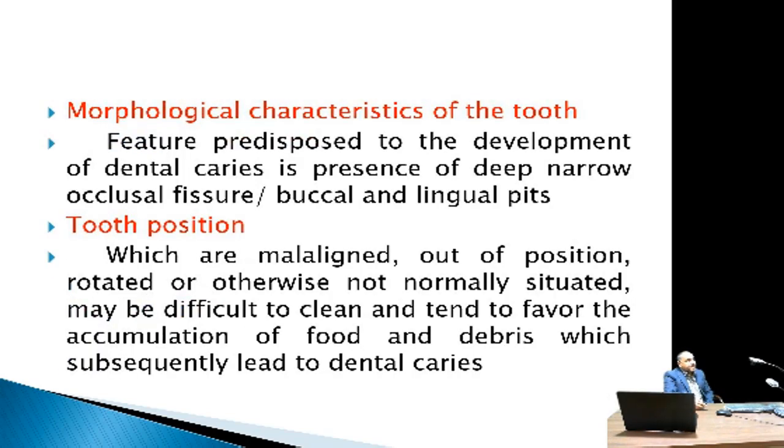The morphological characteristics of the tooth. Features predisposed to the development of dental caries are the presence of deep narrow occlusal fissures, buccal and lingual pits. So the morphology of the tooth surface affects the development of dental caries. The presence of deep and narrow pits and fissures helps the formation of dental caries.